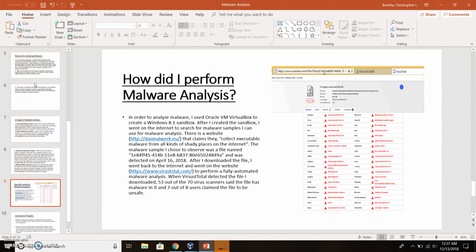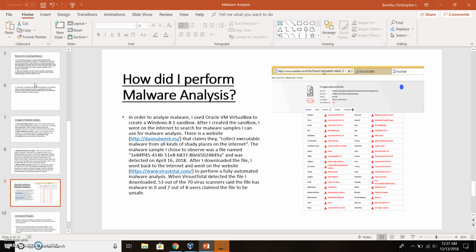After I downloaded the file, I went back to the internet and went on a website called www.virustotal.com to perform a fully automated malware analysis. When VirusTotal detected the file I downloaded, 53 out of the 70 virus scanners said that the file had malware in it, and 7 out of 8 users claimed the file to be considered unsafe.